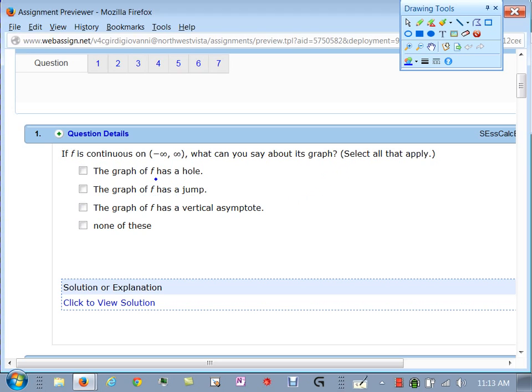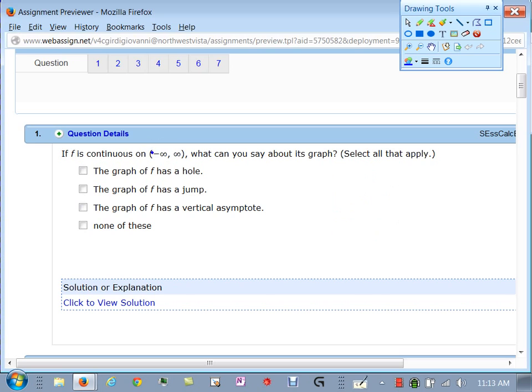Now, a vertical asymptote would look like this. Let's say we have our xy axes, and at some x value we have an asymptote. So the graph comes in like this, and maybe on this side it goes down like that. Well, we can't draw this without picking up our pencil either. Therefore, it wouldn't be continuous at this point. So none of these would be the correct answer, because we can't have any of those for it to be continuous everywhere.